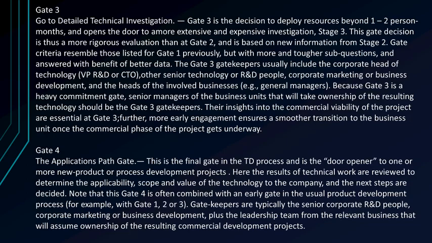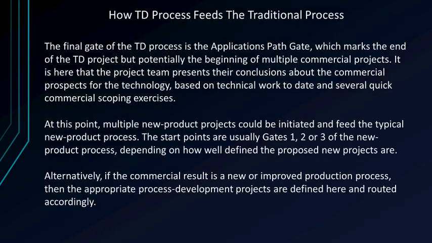development projects. Now, how the technology development projects process feeds the traditional process. The final gate of the TD process is the applications path gate, which marks the end of the TD project, but potentially the beginning of multiple commercial projects. It is here that the project team presents their conclusions about the commercial prospects of the technology, based on technical work to date and several quick commercial scoping exercises. At this point, multiple new product projects could be initiated and feed the typical new product process. The start points are usually gates 1, 2 or 3 of the new product process, depending on how well defined the proposed new projects are.